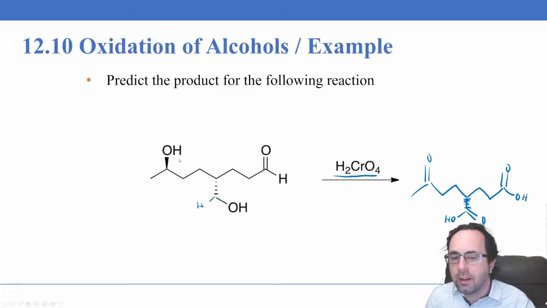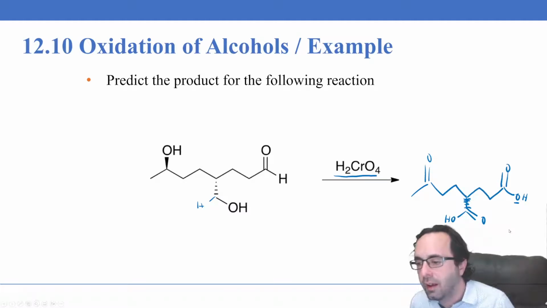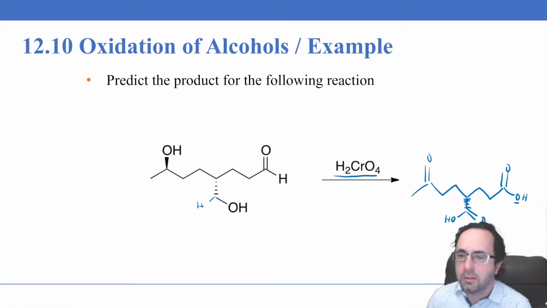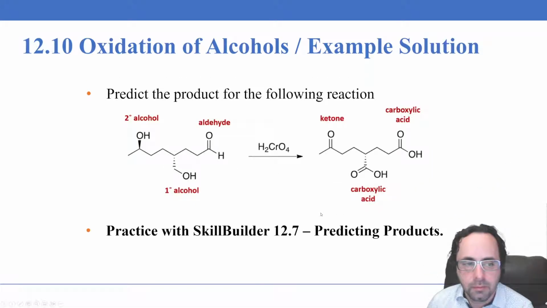So the secondary alcohol is oxidized to a ketone. The primary alcohol here is oxidized to a carboxylic acid. It gets oxidized to an aldehyde first and then further oxidized to a carboxylic acid. And this aldehyde here gets oxidized to a carboxylic acid. So we put an oxygen atom right there between the carbon and the hydrogen. So there is the answer.